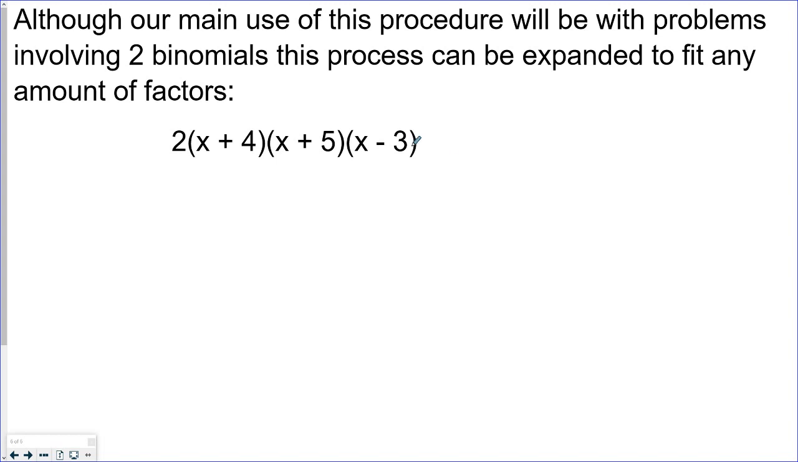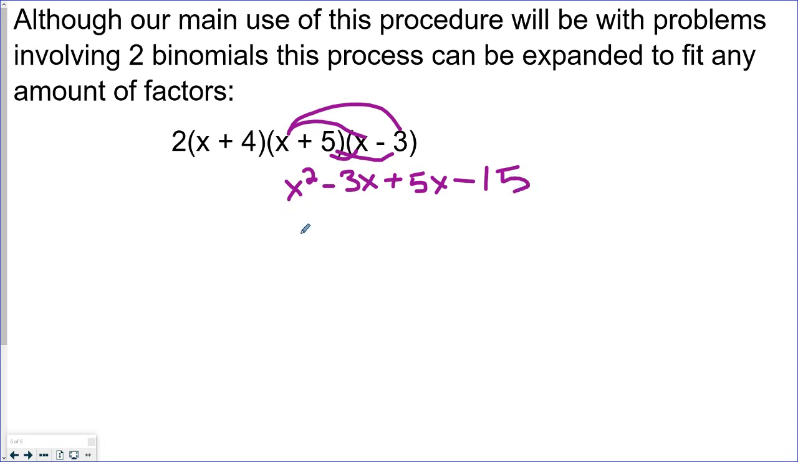So how would I do this? Well, I would do it the exact same way. Let me start at the end here. I'm going to work from right to left, so I'm going to work with these 2 first. So x times x, that's x squared. X times negative 3, that's negative 3x. Positive 5 times x, that is positive 5x. And positive 5 times negative 3, that's negative 15. Simplify my like terms, so x squared plus 2x, again, positive 5x, negative 3x, make positive 2x, minus 15.